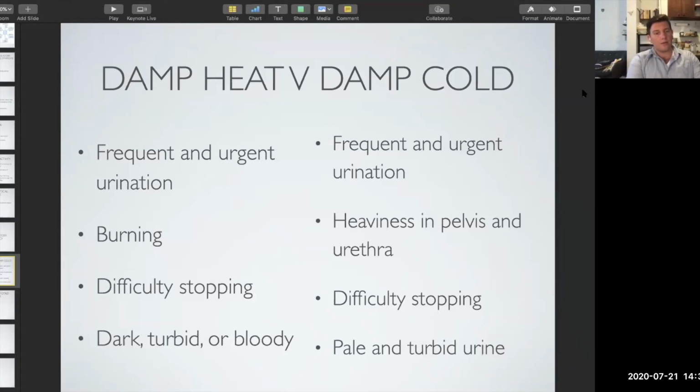The damp heat tends to have difficulty stopping, as does the damp cold. And the damp heat tends to be dark and turbid, which means somewhat cloudy, and might involve some blood, in which case we are talking about something that has to be taken a little more seriously. And if we're talking about damp cold, then it tends to be clear and cloudy. So very little color, but also a cloudiness to it.